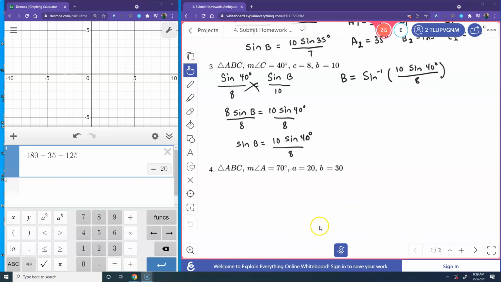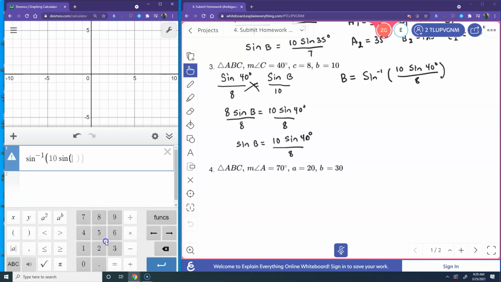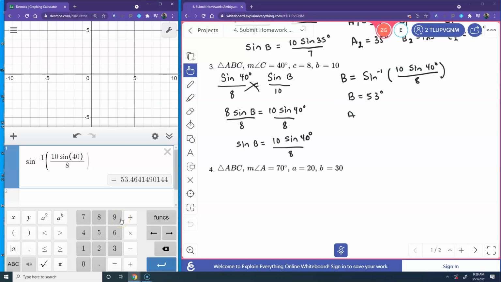So I'm going to go to Desmos, go to the functions, go to inverse sine, and then just type it in the way you see it. 10 function sine of 40 degrees. Remember to make sure that you're in degrees. Divided by 8. And that gives you 53 degrees. Okay, so angle A, the first possibility, is 40 degrees. Angle B, the first possibility, is 53 degrees.